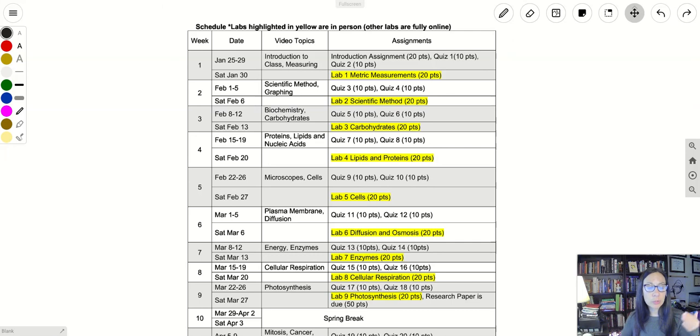And then I want you to make sure you look over your lab before you come into class on Saturday. The first lab is called metric measurements, and we're going to be doing measuring. You're going to use the tools that scientists use to measure stuff. Each week I have it broken down to what the topics are going to be in the lecture videos and what's due. Normally what's due every week are quizzes from the lecture videos and labs. So most weeks are just going to be quizzes and labs every single week. You'll get the rhythm once we get a couple of weeks behind us.